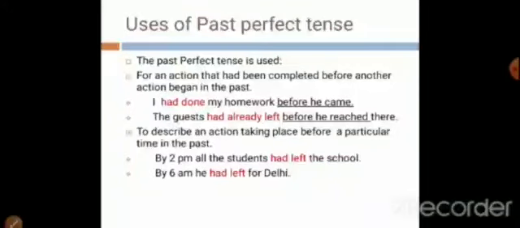To describe an action taking place before a particular time in the past. So, before that time an action had taken place. What? By 2 p.m. all the students had left the school. Students had gone home. By 6 a.m. he had left for Delhi. So the time is 2 p.m. and 6 a.m. Before this time an action had been done. It was completed.